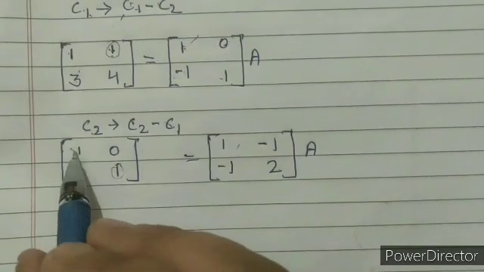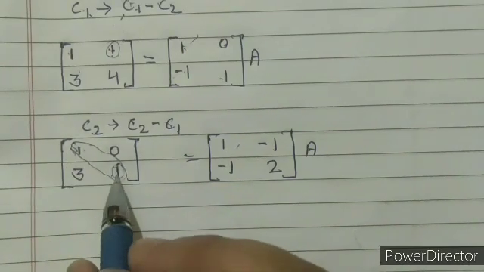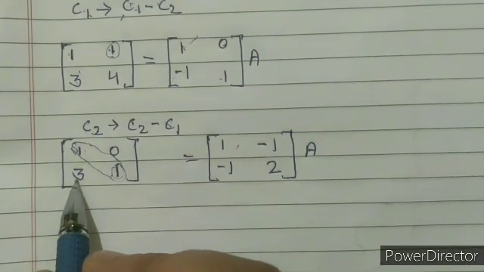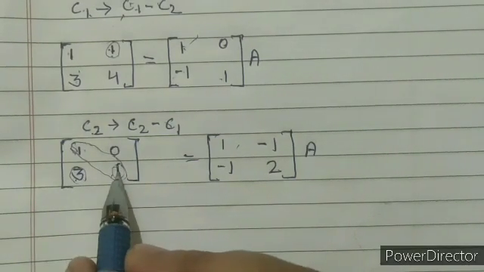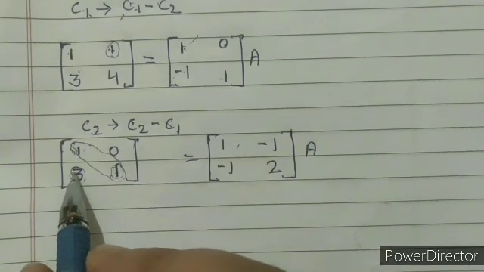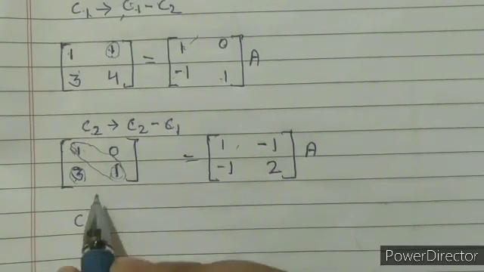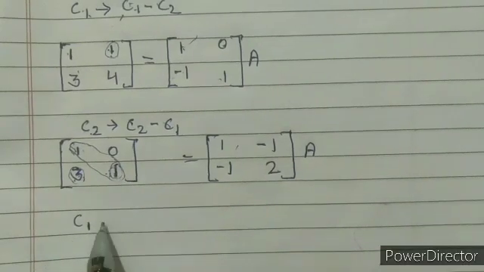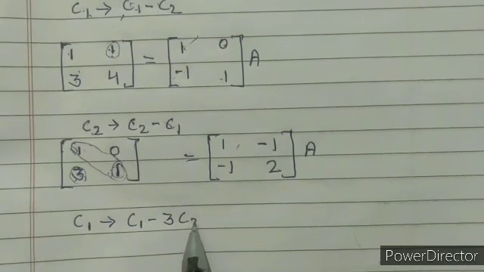Now it is 1 here, and all the elements of the diagonal of the identity matrix are equal to 1, so there is no need to change this element. Now come to the first element of the second row, that is 3, and in place of 3 we need 0. 3 minus 3 will give us 0. If you multiply 3 with column 2, 3 into 1 will give us 3, and 3 minus 3 will be 0. That means we will change column 1 by column 1 minus 3 into column 2.